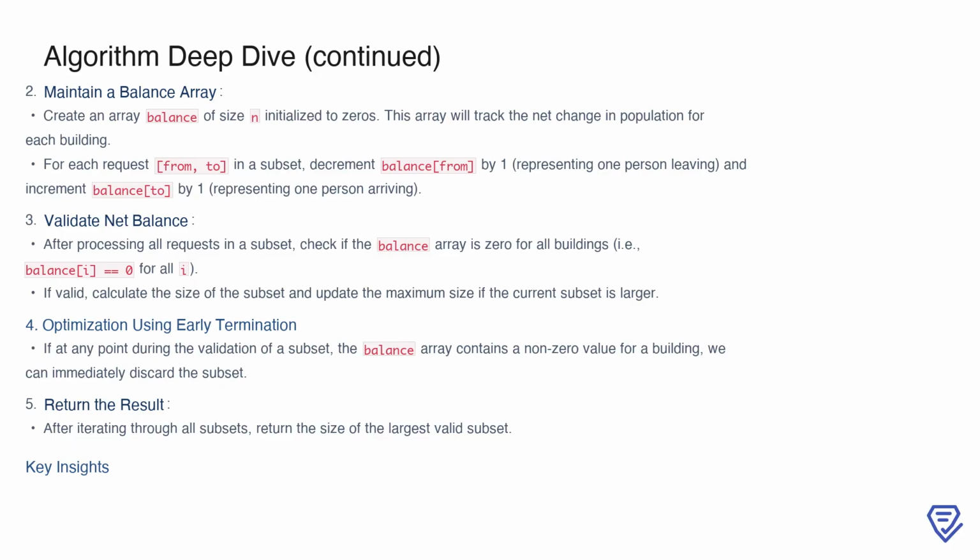After processing all requests in a subset, we check whether the balance array is 0 for all buildings. If it is, the subset is valid, and we calculate its size. If this size is larger than the current maximum, we update the maximum. Additionally, we can optimize this process by terminating early if we detect that the balance array contains a non-zero value during validation, as this immediately invalidates the subset. Once all subsets have been evaluated, we return the size of the largest valid subset.